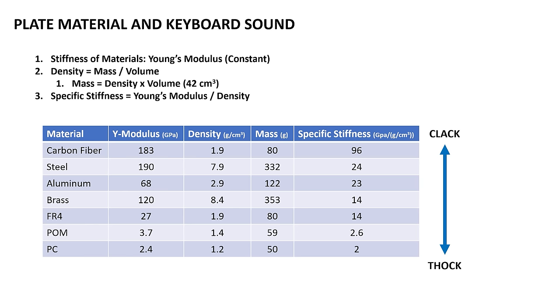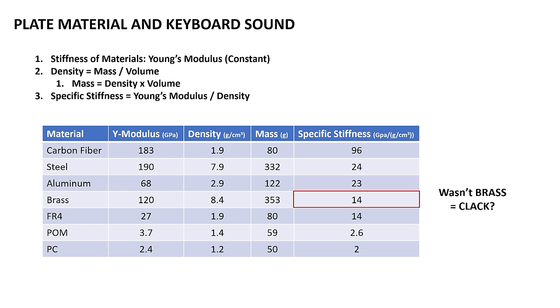For me, everything was good, except one thing, brass. I think most of us in this hobby felt that brass is stiff and it should be a clacky plate material. However, because of its heavy weight, according to the calculations, it's actually one of the deeper sounding materials. I was really doubtful, so I also had a chance to review the natural frequency of brass versus aluminum versus steel, and it actually showed that brass had the lowest natural resonant frequency out of the three, so I tried it out.